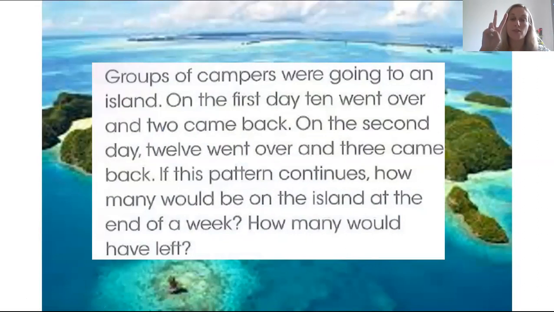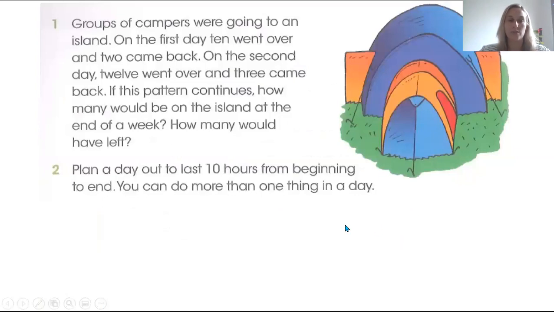So grade 2, there are 2 parts to this question. The first part, how many campers will be at the island at the end of a week? How many days are in a week? And the second question is how many would have left? How many campers over 7 days left the island? So let's break this up and do it together.